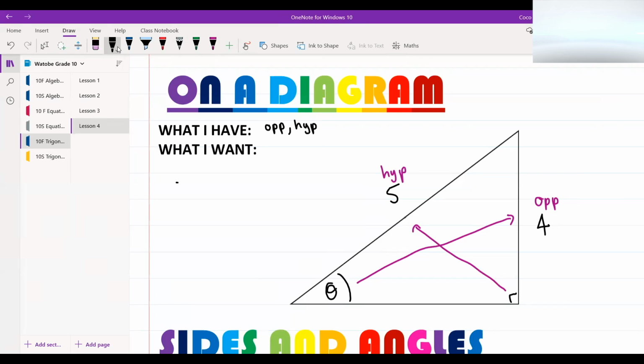My instruction says find theta. So what do I want actually? What is the thing that I'm looking for, guys? Not the adjacent. What is theta? That's it. It's the angle. I'm looking for the angle. And what do we know, guys? When we look for an angle, what do we need to do? What do we need to do, guys?